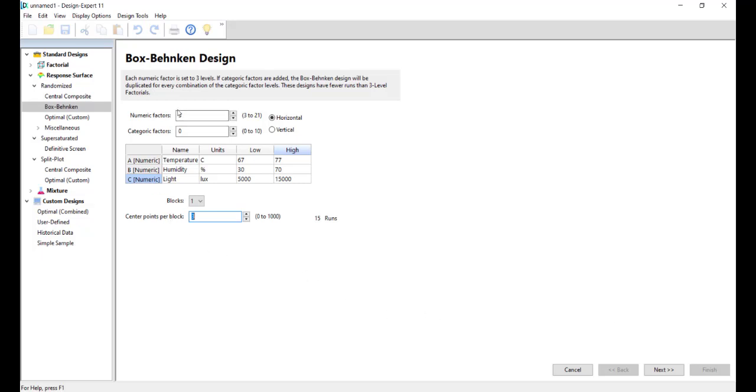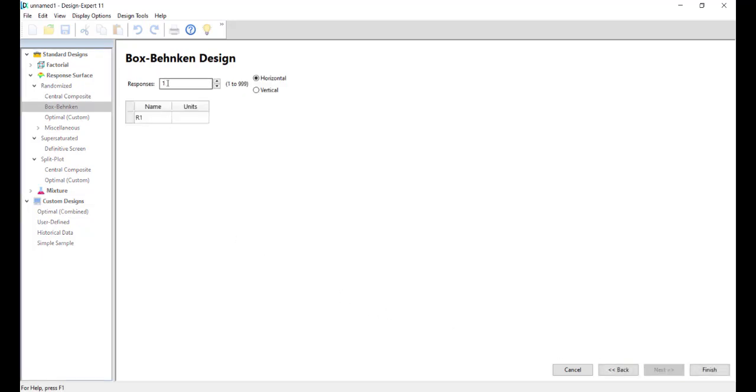So here we have defined our factors, day level, number of center points three now. Actually, the minimum number of center points is usually 3. Then we can go to the response. We have one response, which is comfort level. We don't have any unit for that. It is a dimensionless number from 1 to 10.